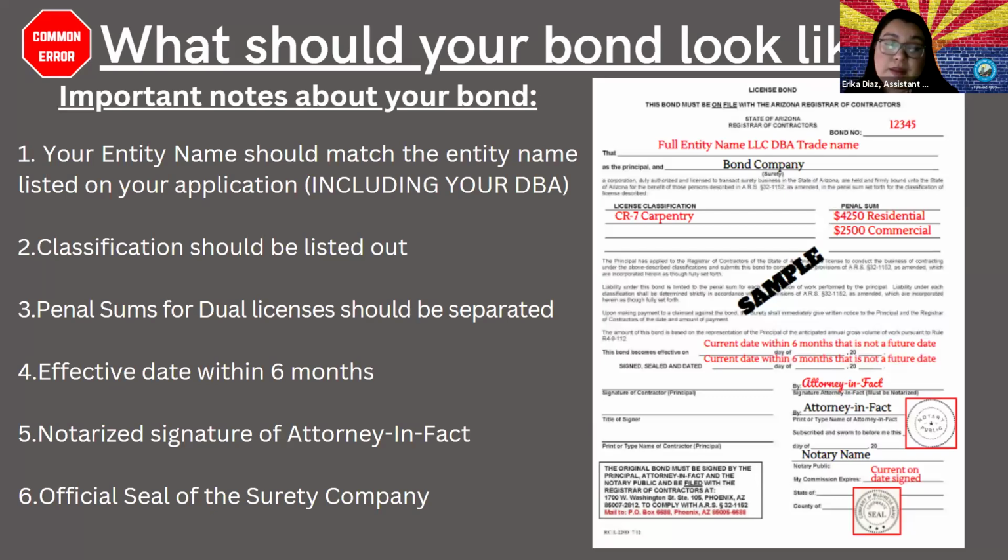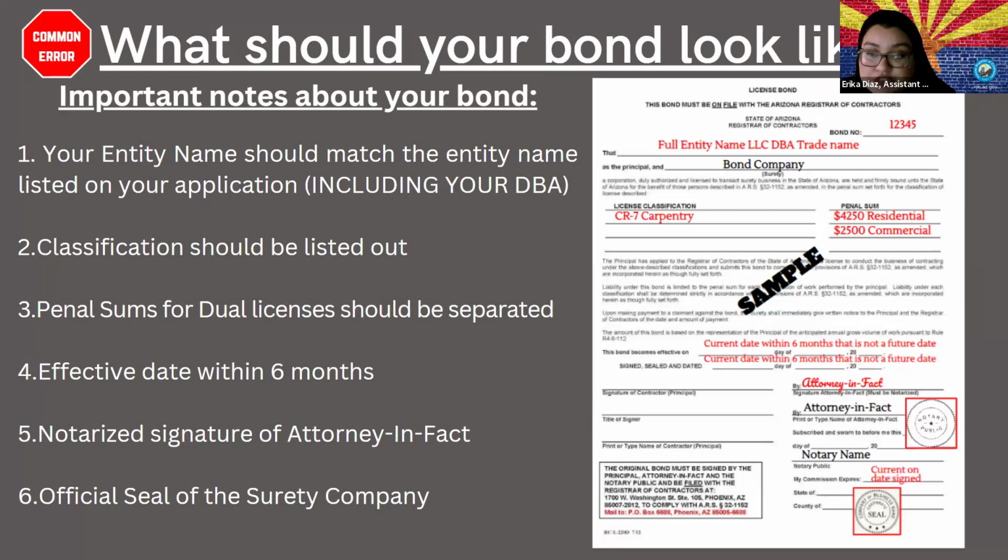The effective date must be within the last 6 months. So when they sign it, they seal it, you will have that date listed on there. It must be within the last 6 months. If it isn't, we do need a letter from your bond company. It's called a full force and effect. However, as long as it is within the last 6 months, then this is all we would need.